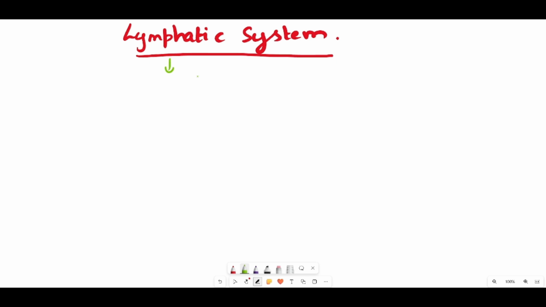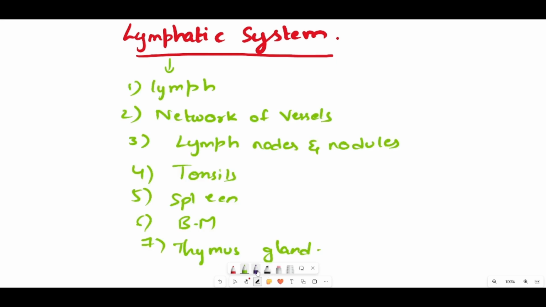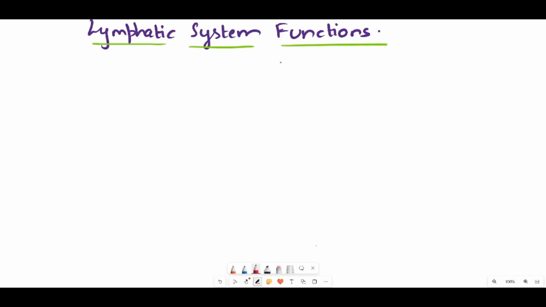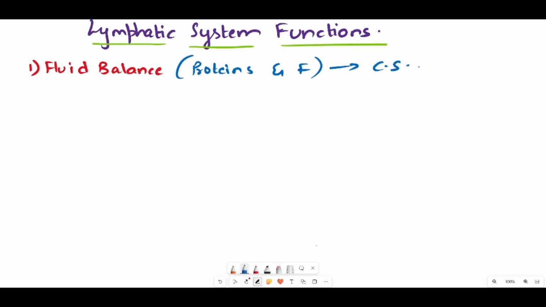But to know its functions, we have to know what the lymphatic system consists of: lymph, network of vessels, lymph nodes and nodules, tonsils, spleen, bone marrow, and thymus gland. Coming to the functions, the first function of the lymphatic system is fluid balance. This system is useful for transporting both proteins and fluids from the tissues back into the circulatory system.